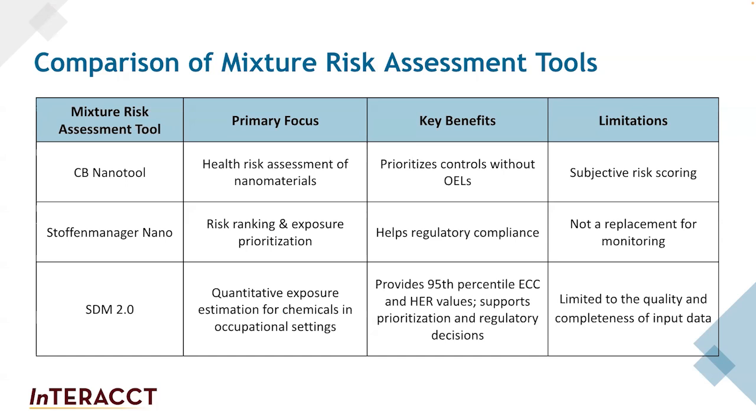Stoffenmanager Nano focuses on risk ranking and exposure prioritization. It supports regulatory compliance, but is not a substitute for exposure monitoring. STM 2.0 provides quantitative exposure estimates for chemicals in occupational settings, including 95th percentile ECC and HER, which support both prioritization and regulatory decisions. Its main limitation is that its accuracy depends on the quality and completeness of the input data.